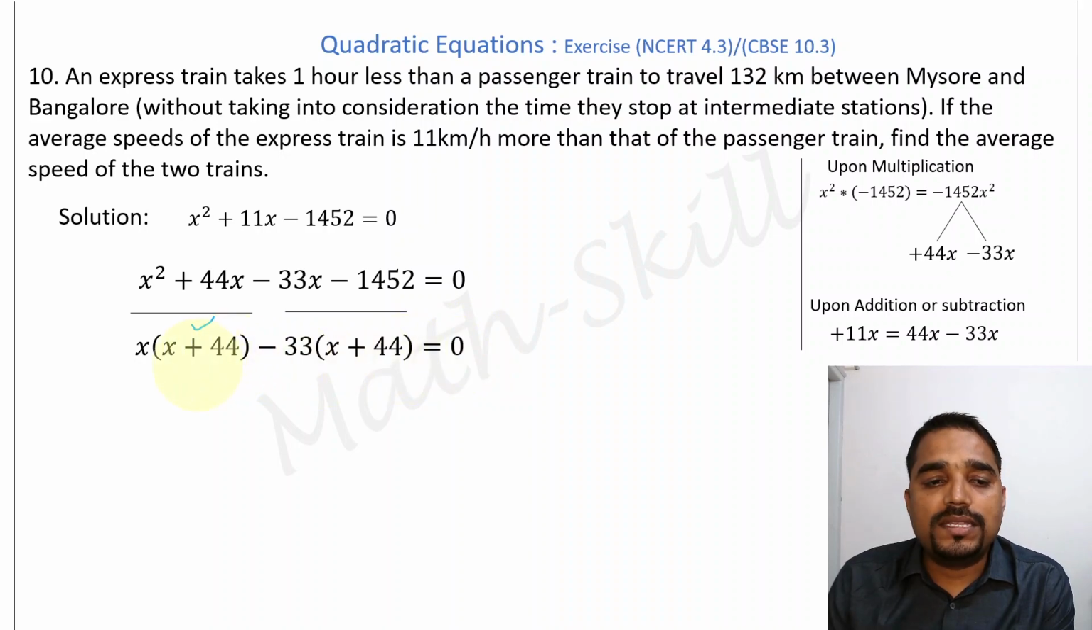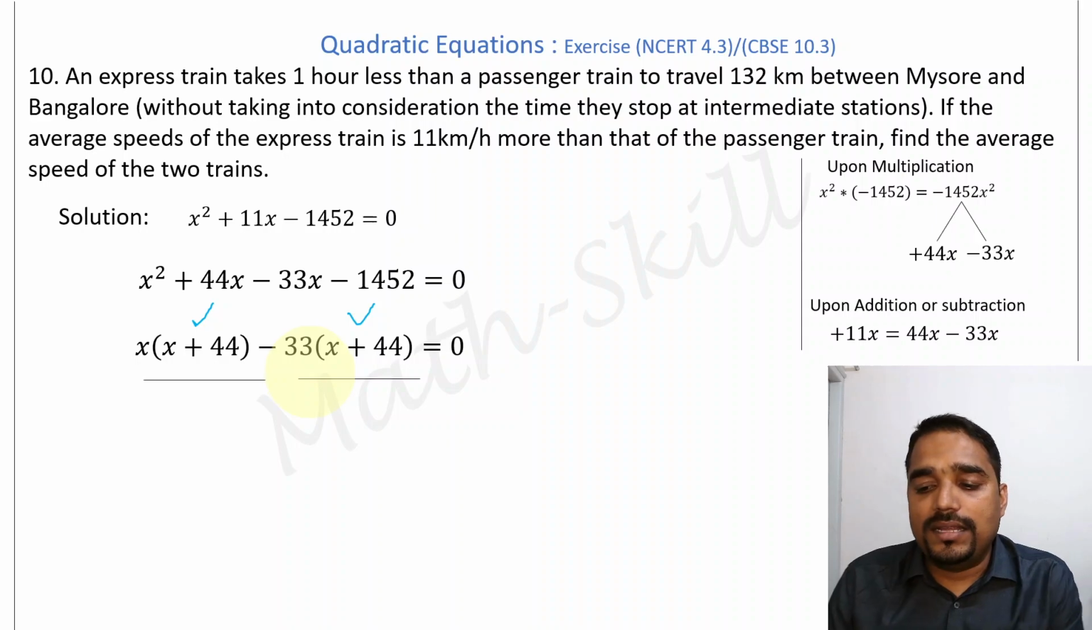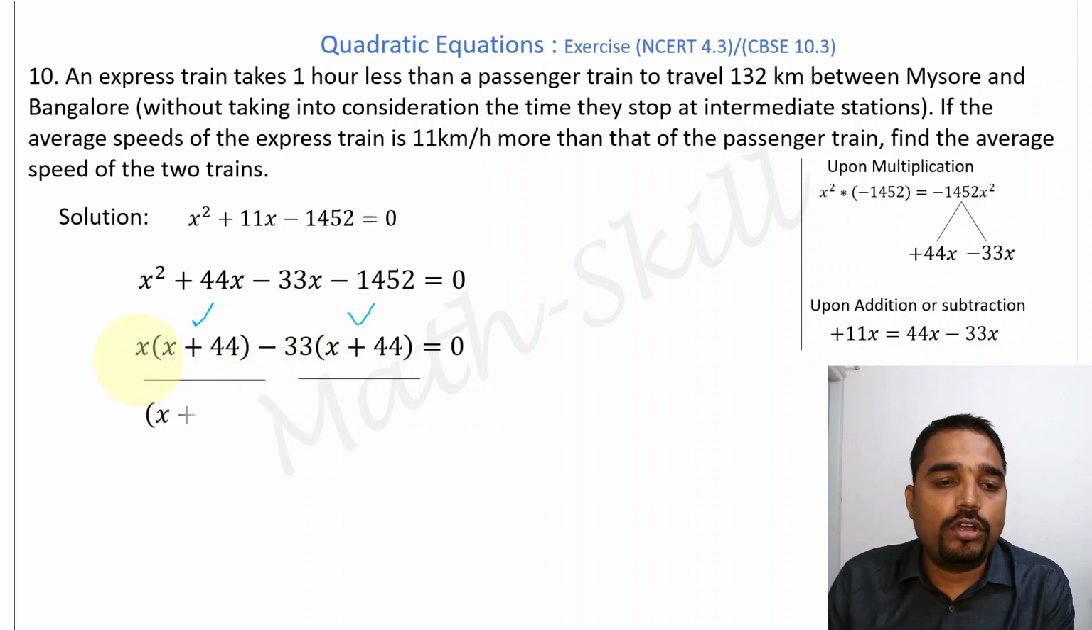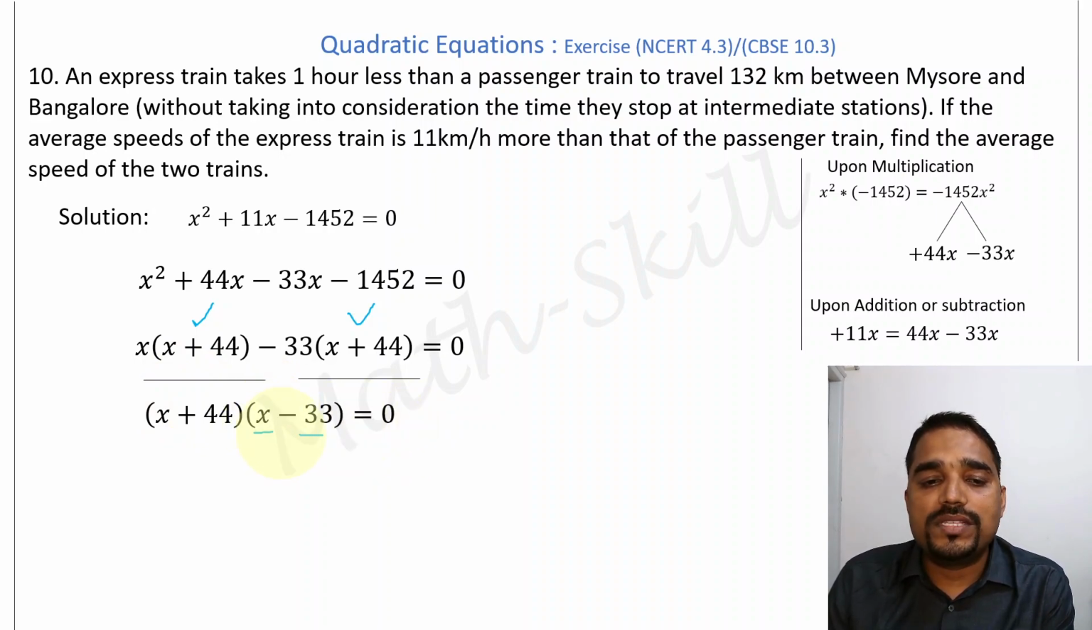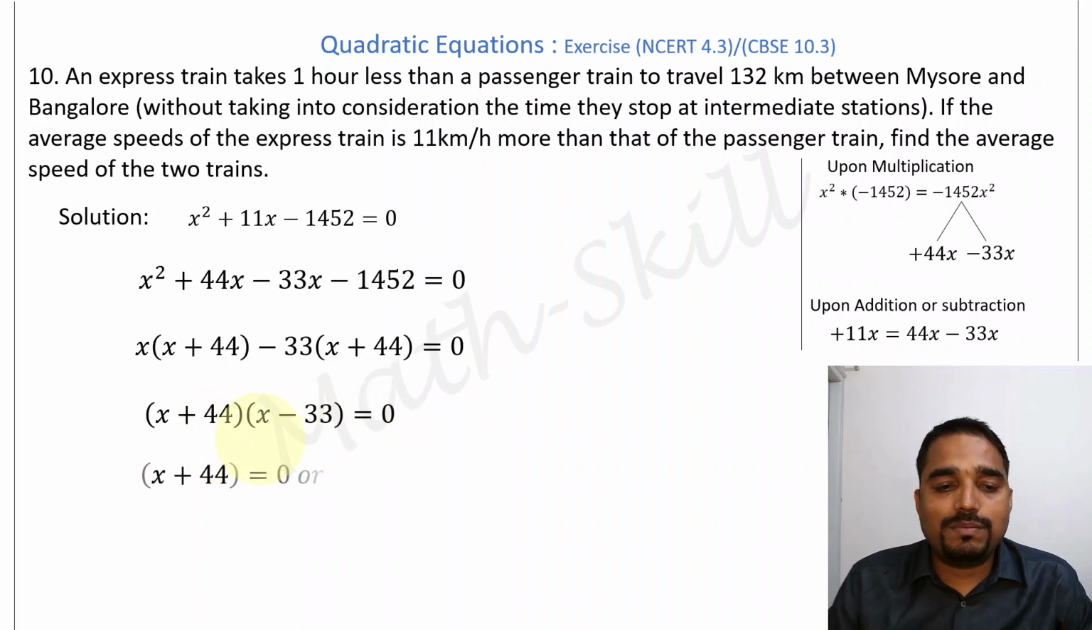Now we see that x plus 44 is common between the first term and the second term. Let us take x plus 44 common. Then I am left with x in the first term and minus 33 in the second term. That is, x plus 44 multiplied by x minus 33 equals 0. Since the multiplication of two terms is equal to 0, either the first term is equal to 0 or the second term is equal to 0. That is, x plus 44 equals 0 or x minus 33 equals 0.